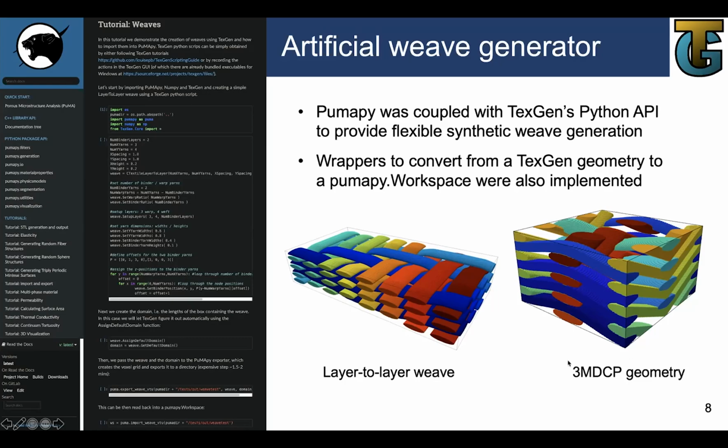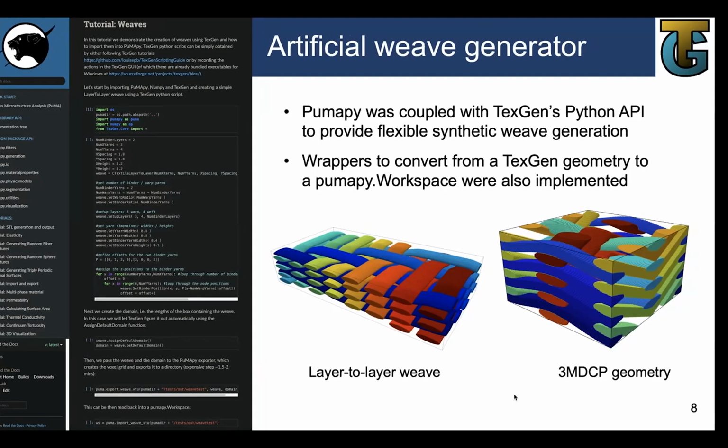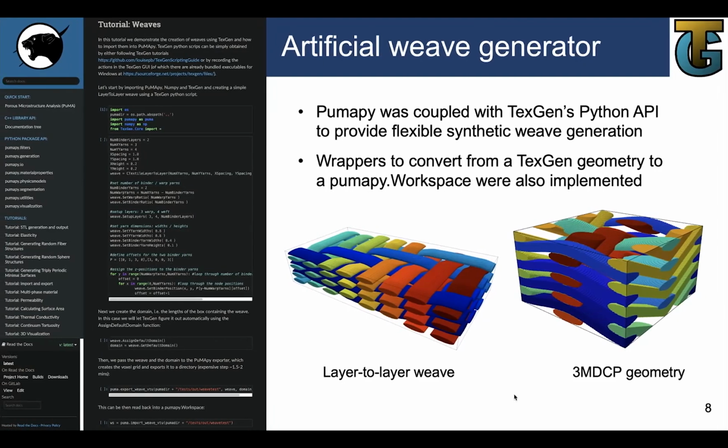So a couple of examples of woven microstructures that we're able to generate are the layer-to-layer weave on the left, and on the right instead is another type of weave that is of interest to NASA.